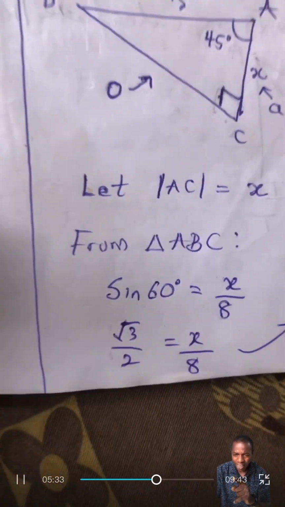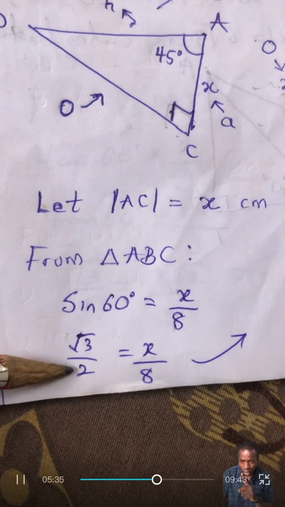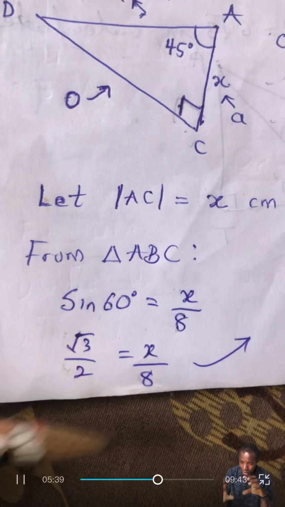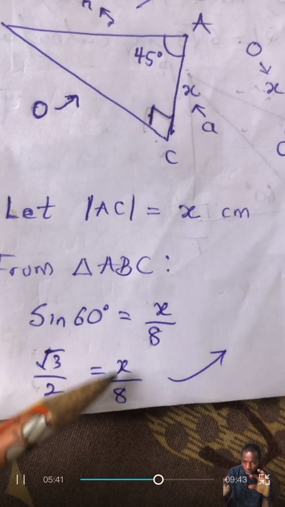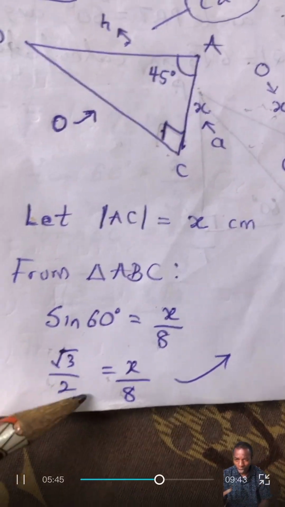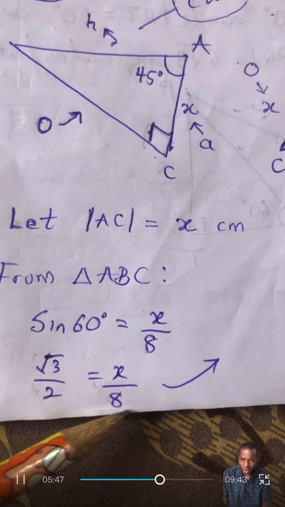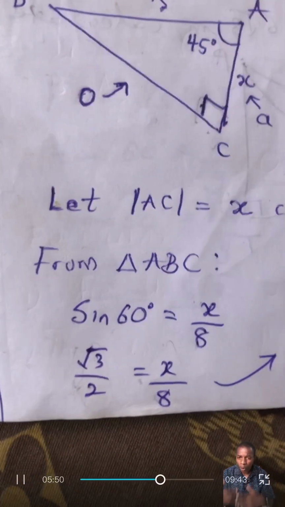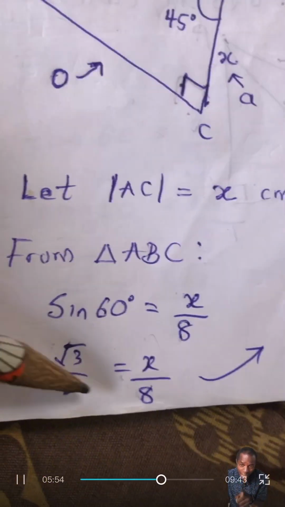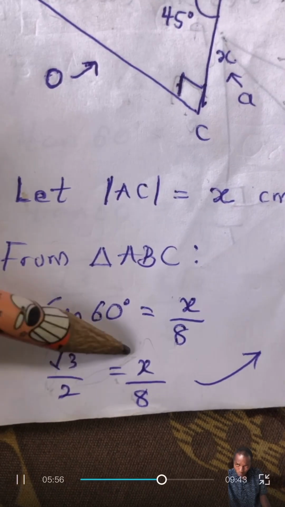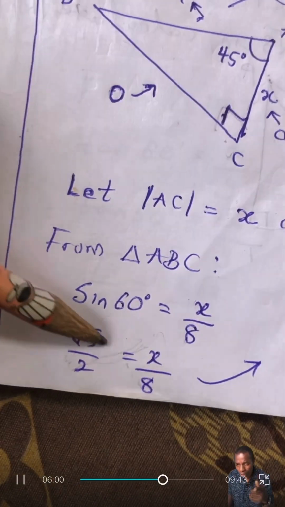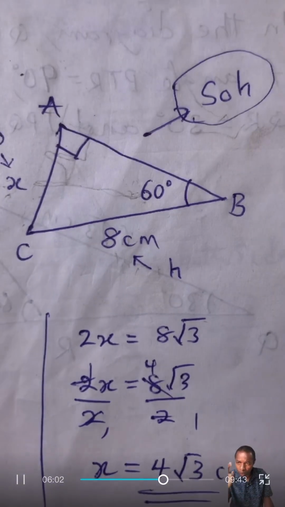So sine 60 degree in fraction is root 3 over 2, which is equal to what? x over 8. Now let's explain something here. We are dealing with an equation. An equation comes with an equal sign, and you have a single fraction on the left and a single fraction on the right. You can make use of cross multiplication. So it means x will be multiplied by 2. That gives us 2x. And 8 will be multiplied by root 3. That gives us 8 root 3.